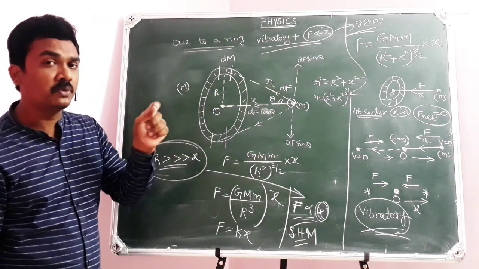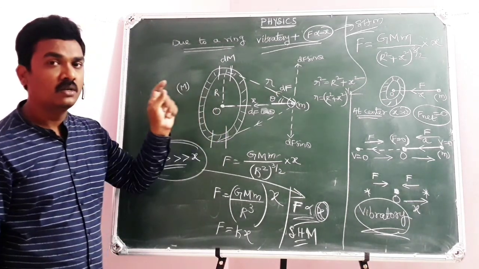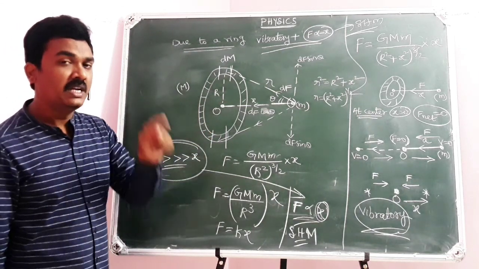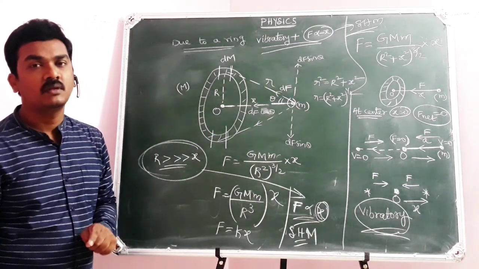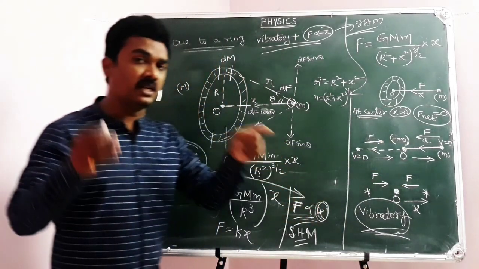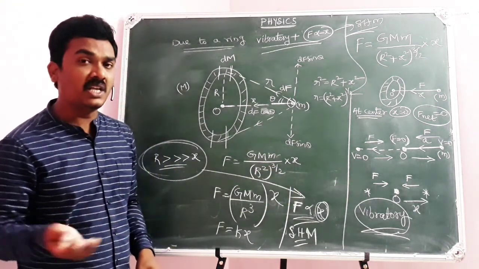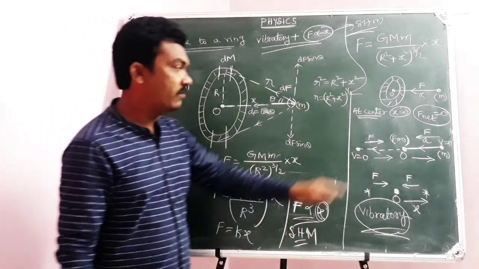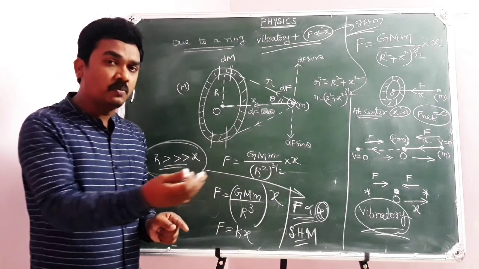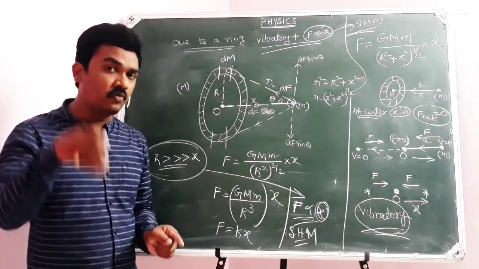We call it a mean position. Because to and fro motion about a fixed point is called vibratory motion and the fixed point is called the mean position. It is the center of the ring. Now the force that is responsible for this to and fro motion we call restoring force. So this F is the gravitational force which acts to restore the position of the particle to the center. We call it a restoring force.